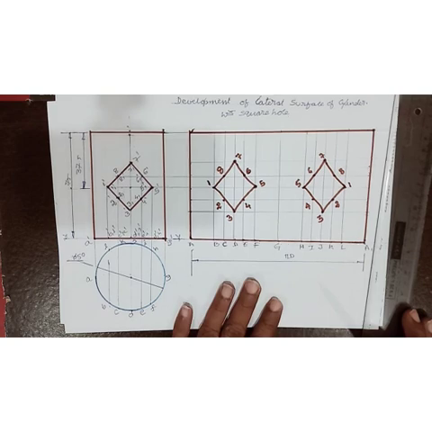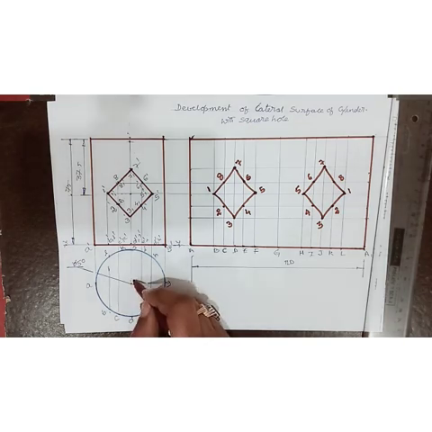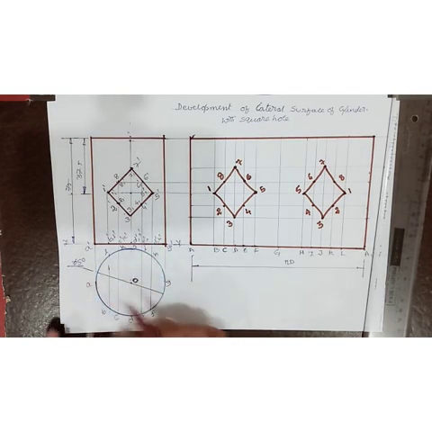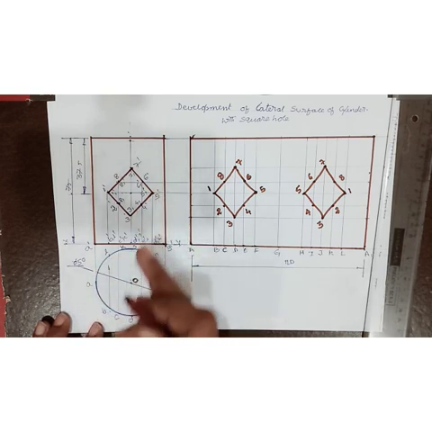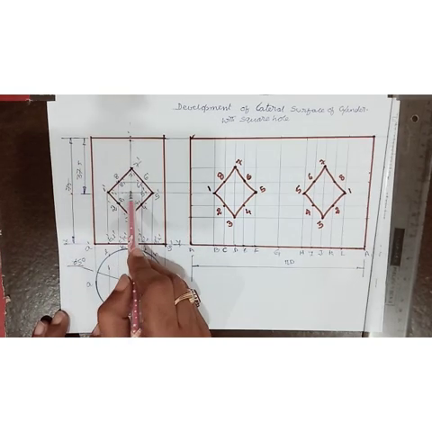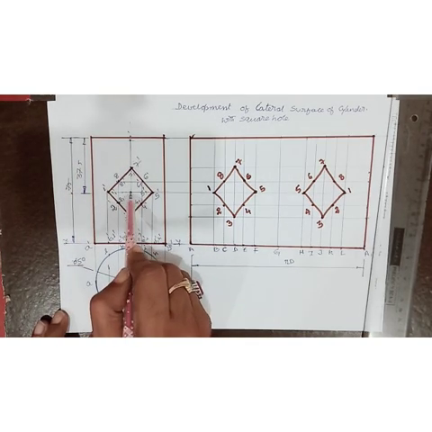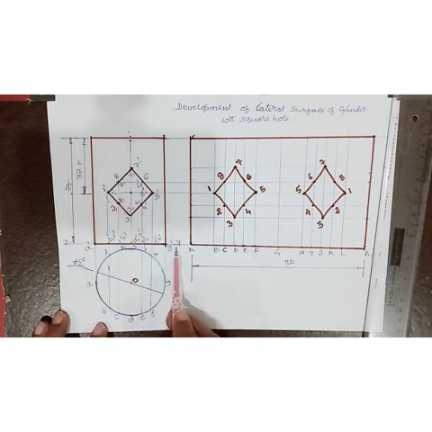Now, I'll revise everything once. First of all, with O as a center, draw one circle. After drawing the circle, draw projectors for drawing the front view. After drawing the front view, then locate the midpoint of the axis. Then draw a line parallel to baseline or XY line.